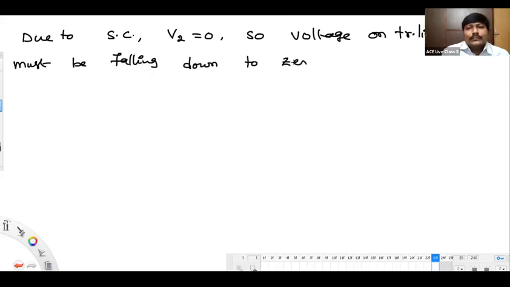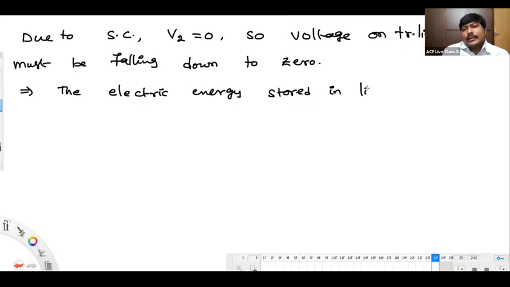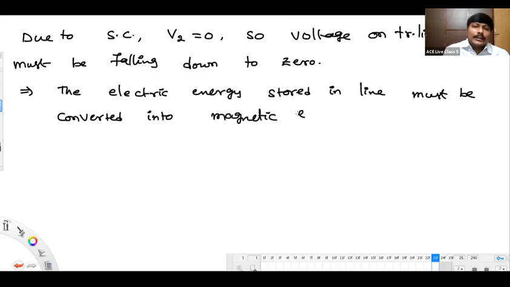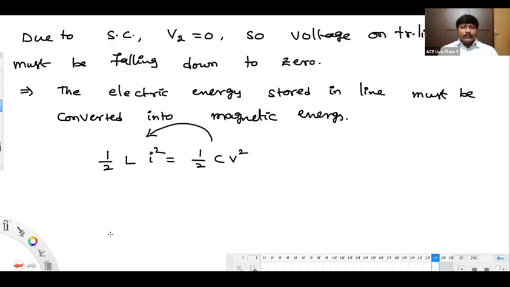That implies the electric energy stored in the line must be converted into magnetic energy. So this is the conversion that is taking place. Electric energy stored in the line must be converted into magnetic energy.